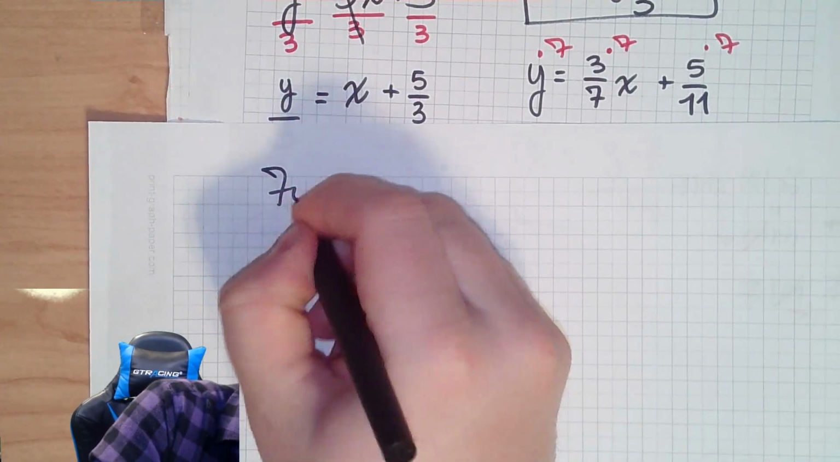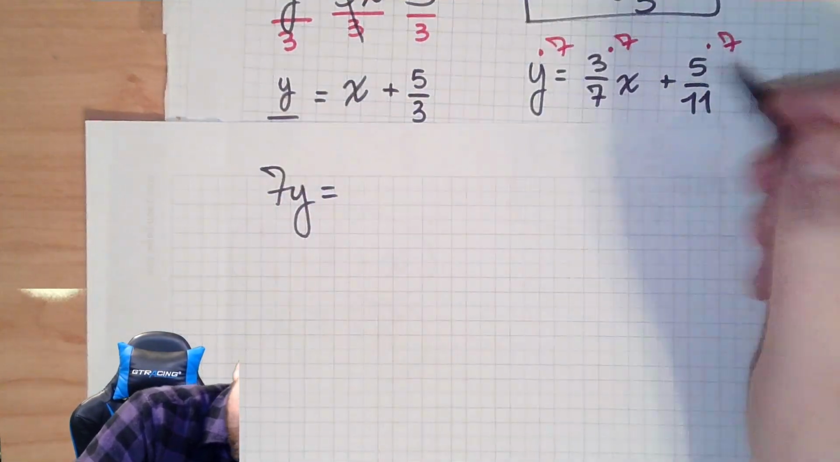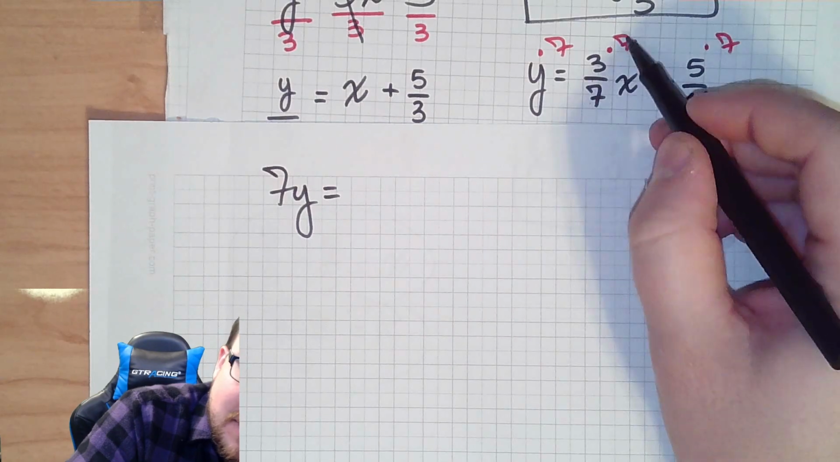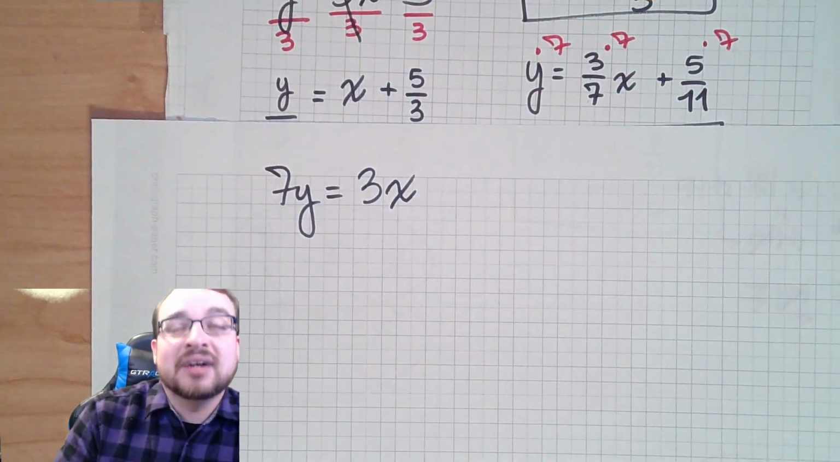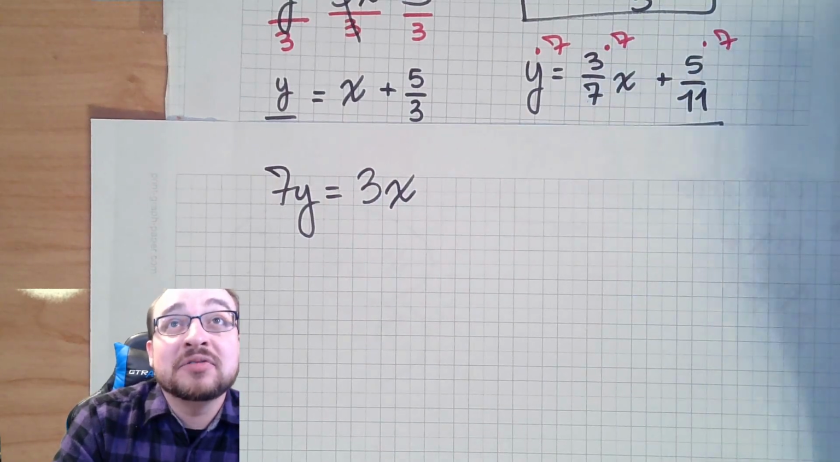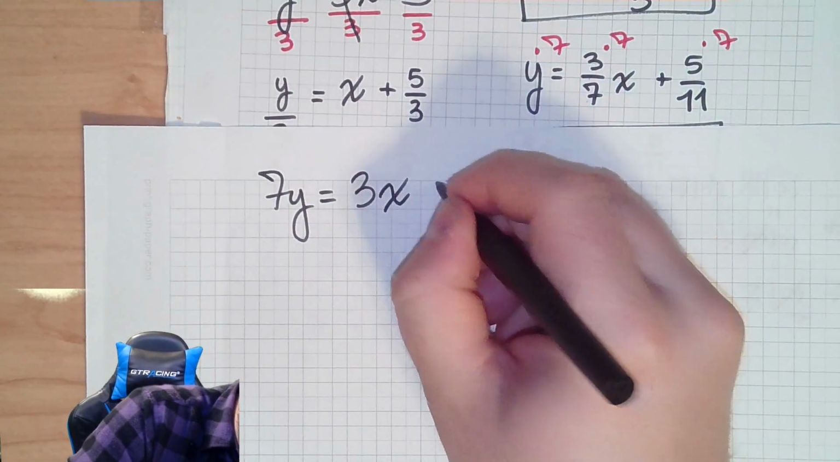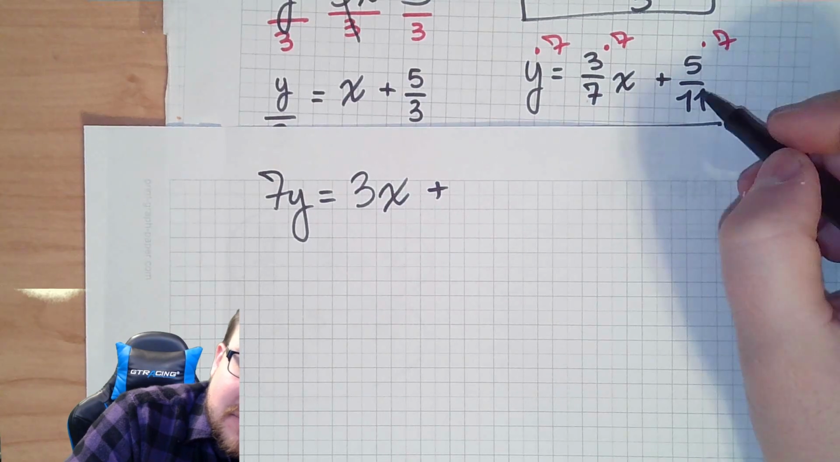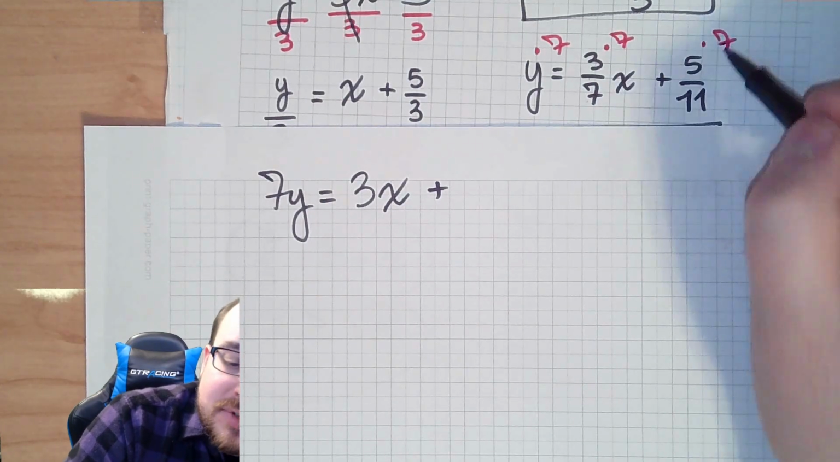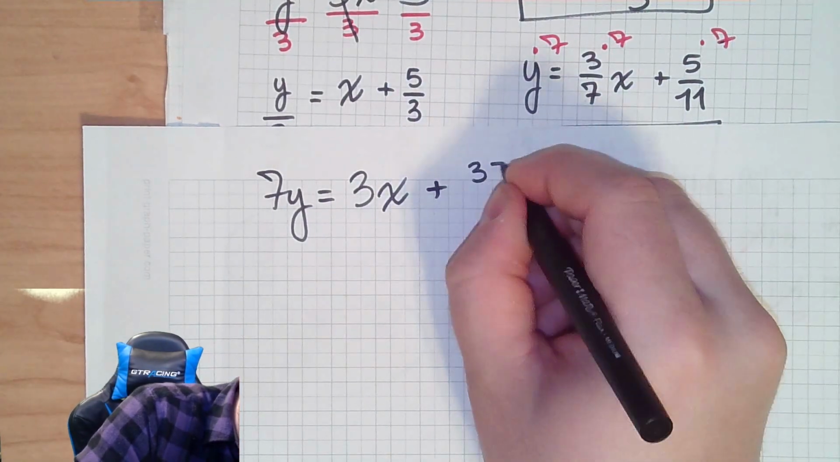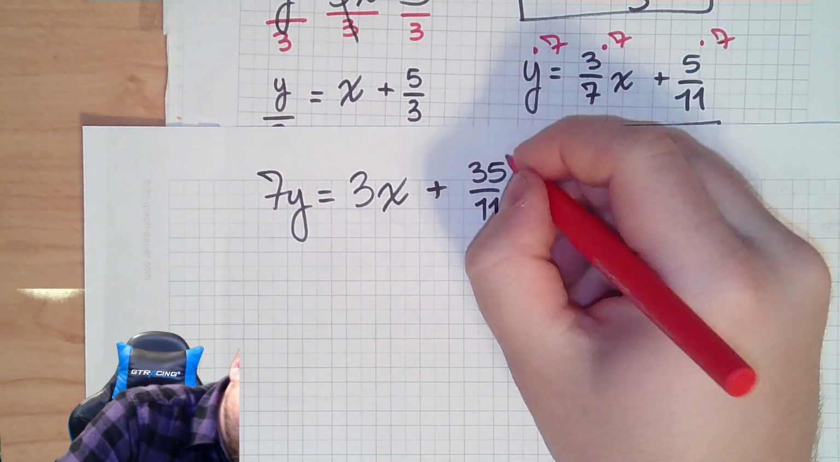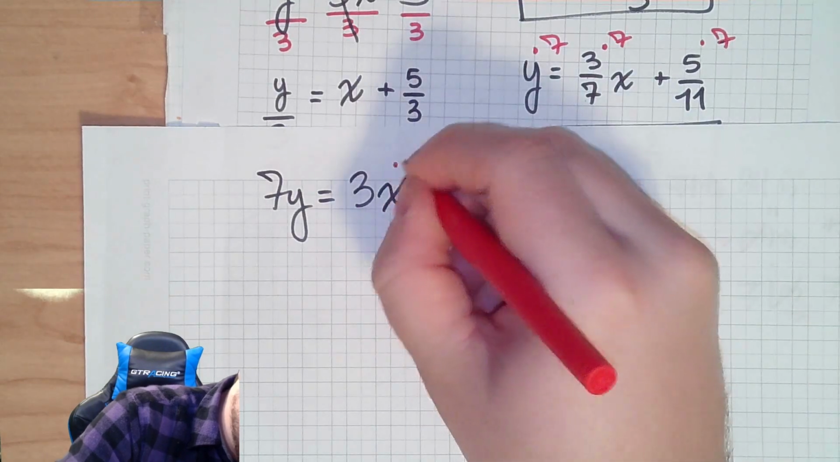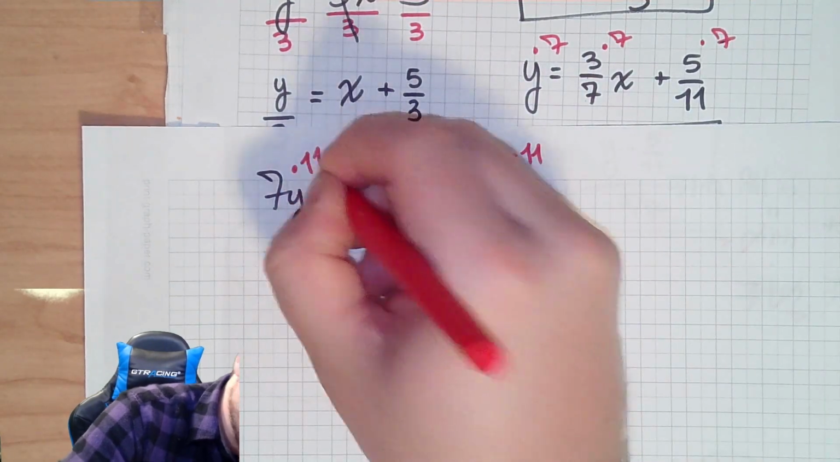What I get is 7y equals 7 times 3 divided by 7. I'll divide the 7s first and get 3x, because that's why I did it, right? Timesing by 7 actually gets rid of this division. And over here, it doesn't get rid of anything, because I'm not dividing by 7. So 7 times 5 over 11 is 35 over 11. And I can do the same process again to get rid of this divide by 11. I can times every term by 11.